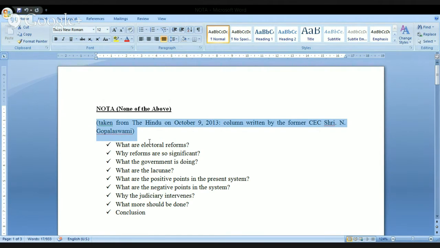Look at this. Number 1: what are electoral reforms? We'll see it now. Number 2: why reforms are so significant. Reform is a concept. Wherever I use the word reform, it is nothing but a change should happen, and the change must take place in a positive manner, in a progressive manner. This is the basic idea.